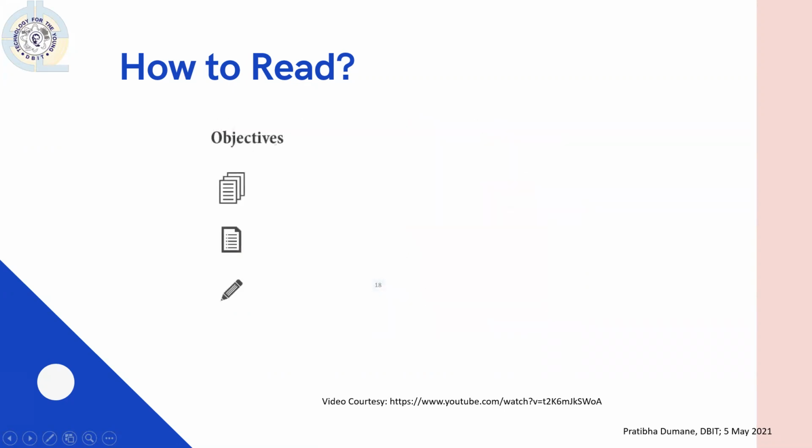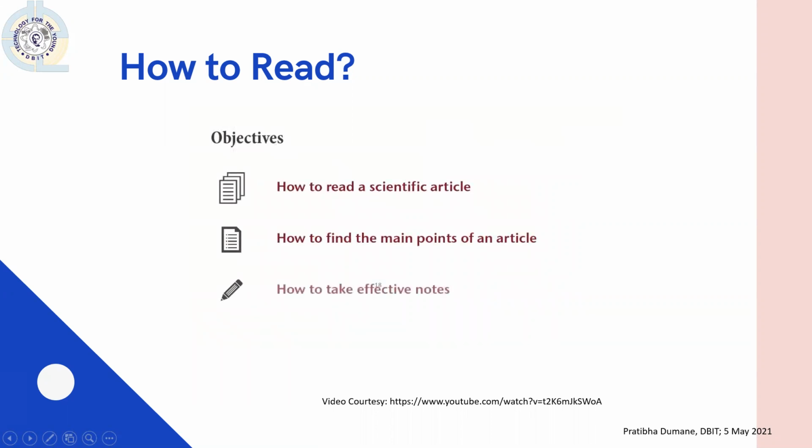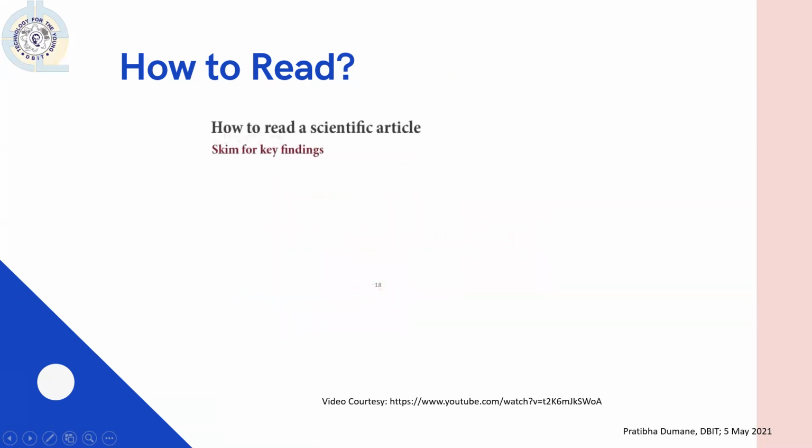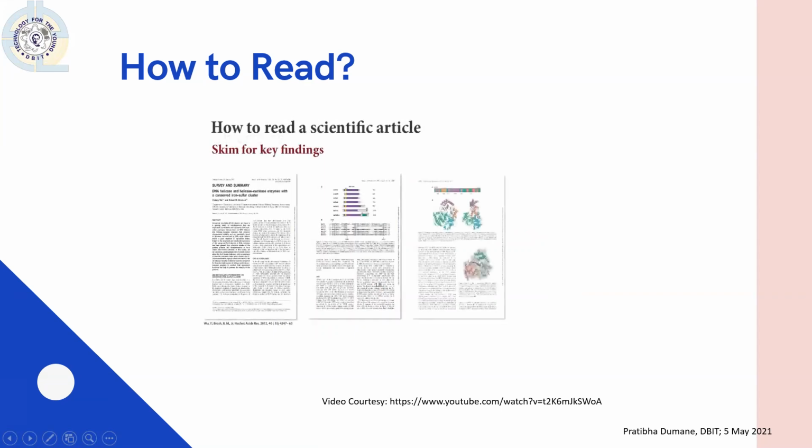This tutorial will discuss how to read a scientific article, how to find the main points of the article, and how to take effective notes. Although it seems counterintuitive, the least effective way to read a scientific article is from start to finish. Instead, expert researchers skim articles to identify key findings.